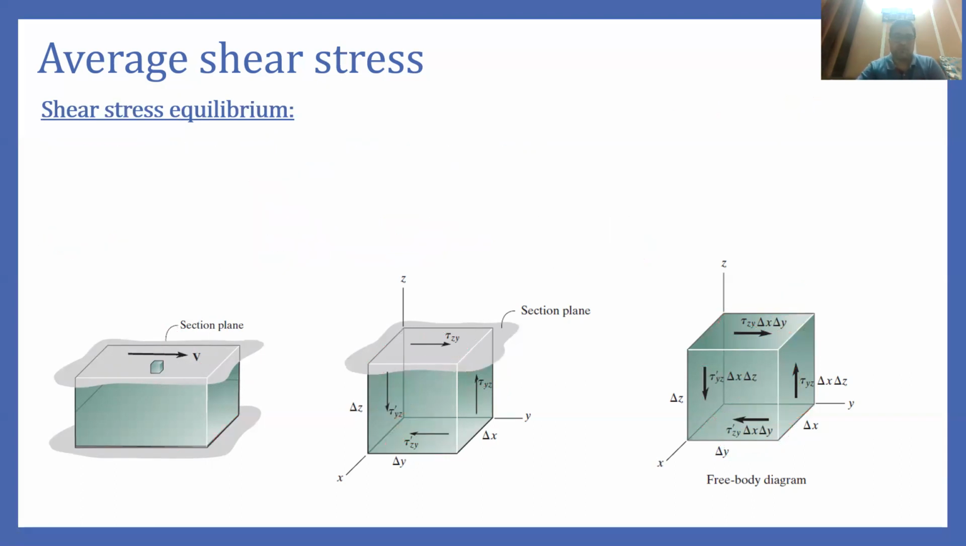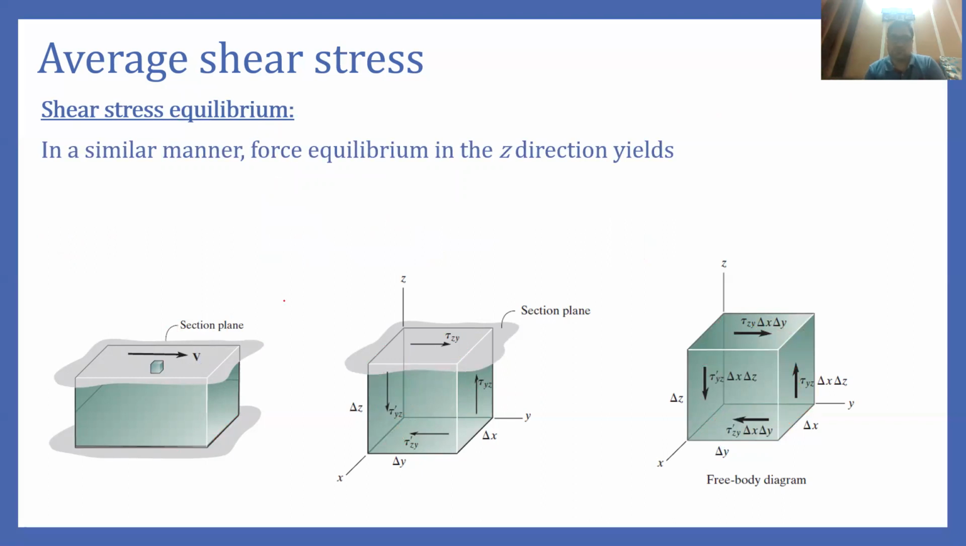Similarly, if we apply the equilibrium equation along the z direction, in the same manner we will have tau yz equal to tau dash yz. Here you can see along the z direction, we will have this force and this force. They will also yield the same result, which means tau yz will be equal to tau yz dash.